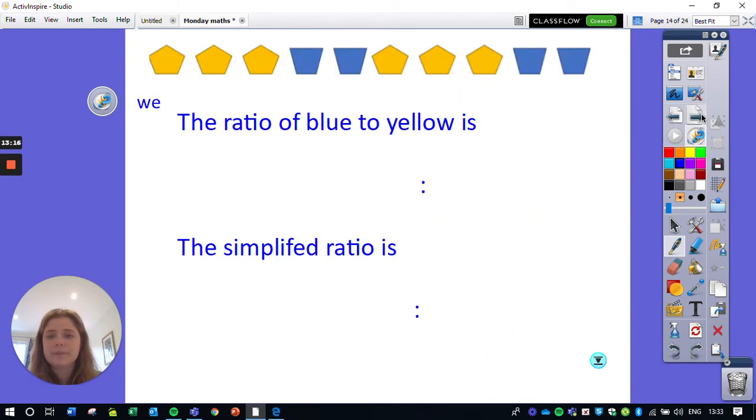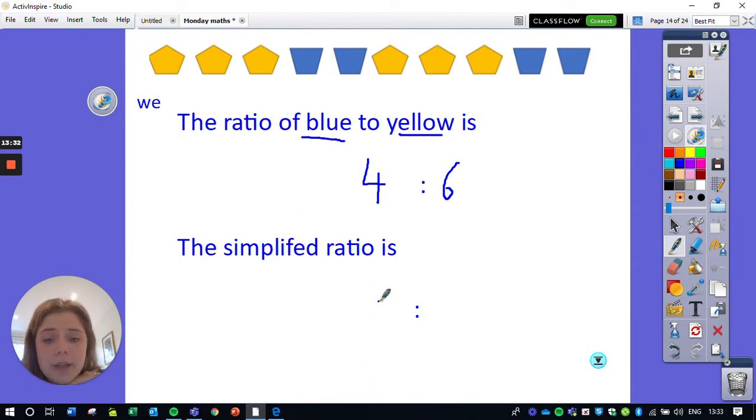Moving on then. What's the ratio of blue to yellow? So first you start by doing your simple ratio. There are 4 blue, make sure you get the order right. Blue, 4, yellow is 6. Now what can I divide both of those numbers by? Have a think. And the answer is 2. 4 divided by 2 is 2, and 6 divided by 2 is 3. The simplified ratio is 2 to 3.